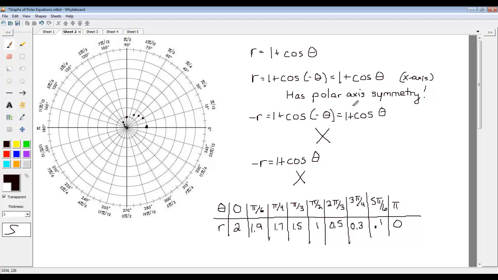And then since it has the polar axis symmetry, we can just reflect across the polar axis there. Zeros stay the same, but we know we're going to have this here, this here, this here, this here, and then this here. And here. So we're going to get this shape. Looks like this.